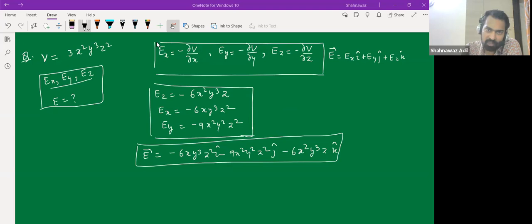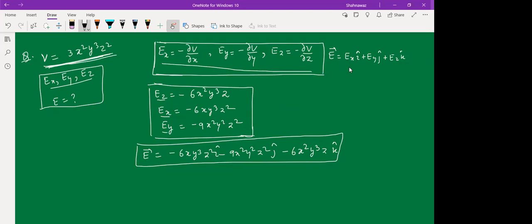Yeah, so we just started, right? In the previous class, we were calculating the electric field due to some potential. Some form of potential was given, and we calculated the x, y, and z components of the electric field using these relations, and then we found the electric field.